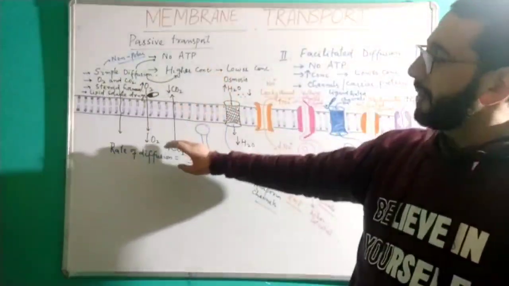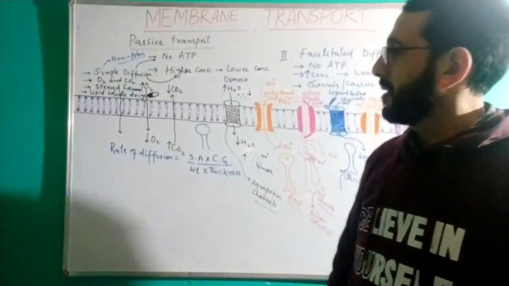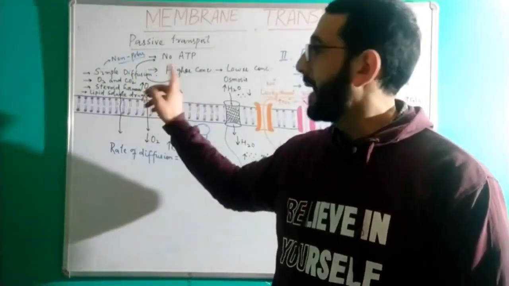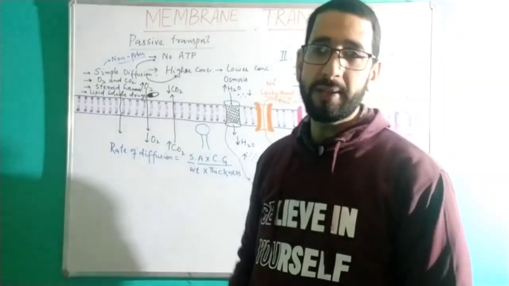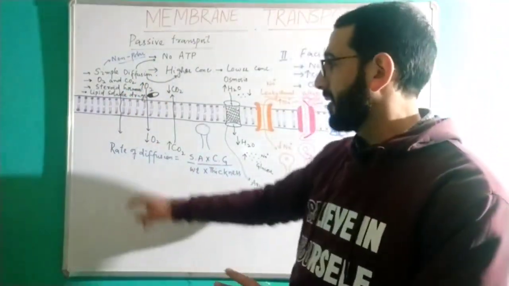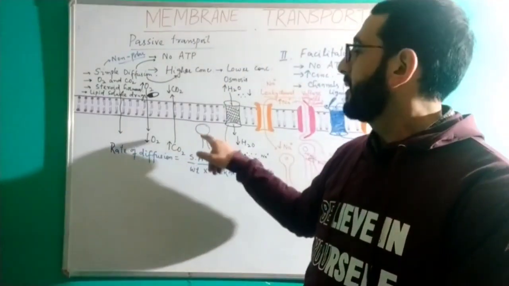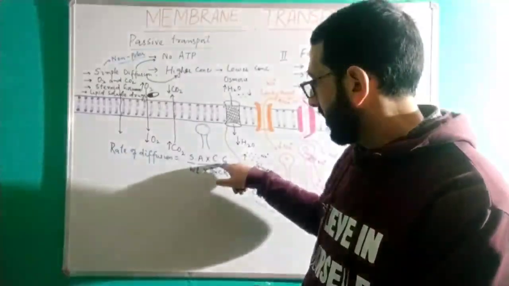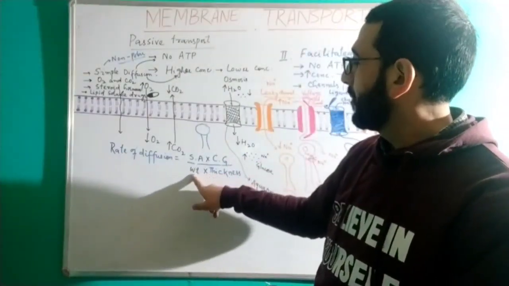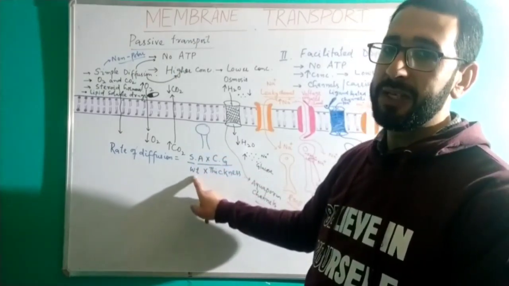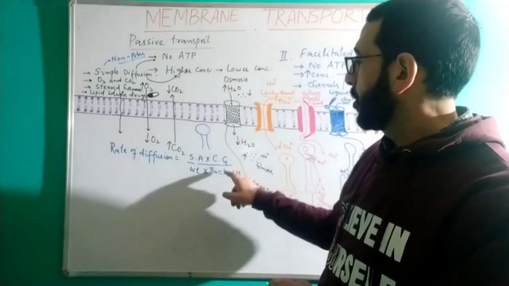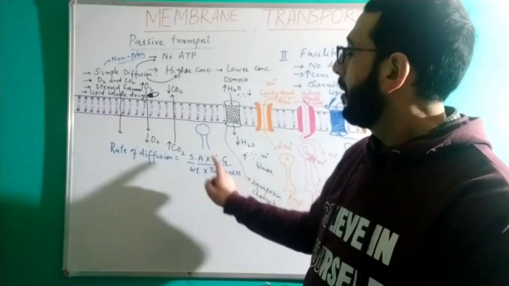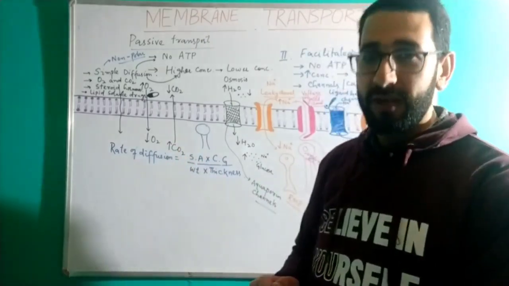Now what are the things which can be transported by means of simple diffusion? It is going to be the respiratory gases, steroid hormones, and lipid soluble drugs. We have also talked about the rate of diffusion, which is directly proportional to the surface area of the cell membrane and the concentration gradient, and inversely proportional to the weight of the substance being transported and the thickness of the membrane. That means the more the thickness, the more the weight, the less the rate of diffusion.